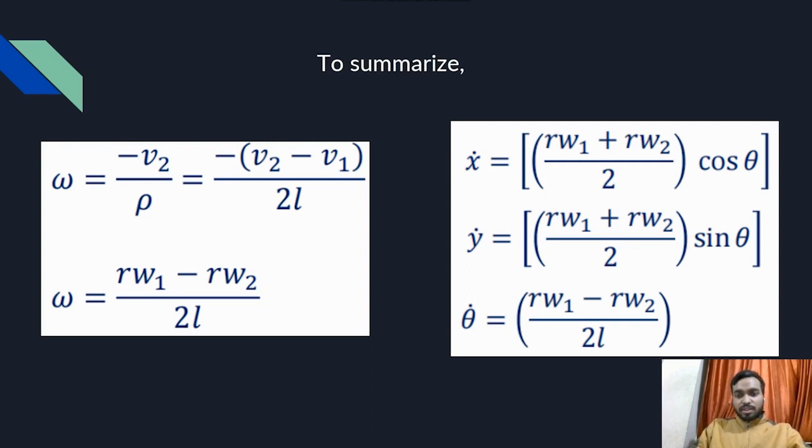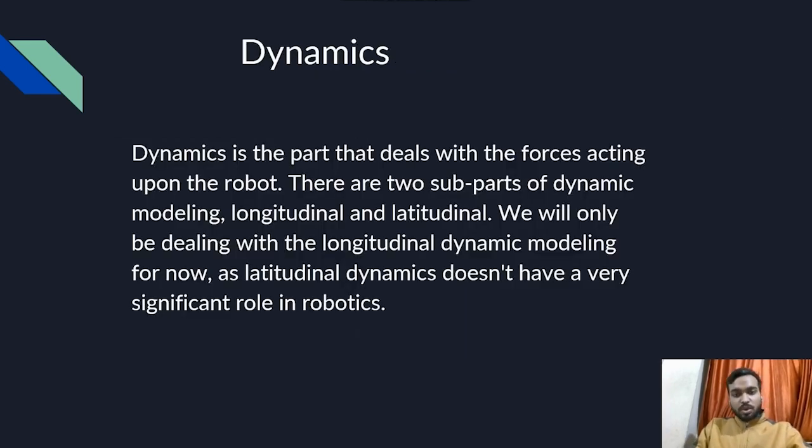So we put these values to get Vx is equal to V times cos theta, Vy is V times sin theta, and d theta by dt is equal to omega, that is this value, (r omega 1 minus r omega 2) by 2l. So now we look at the dynamics of the bot.